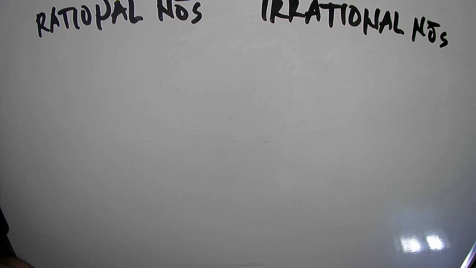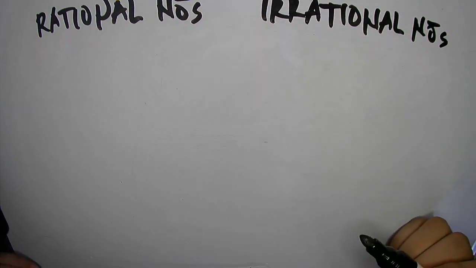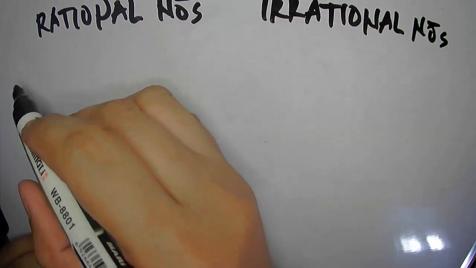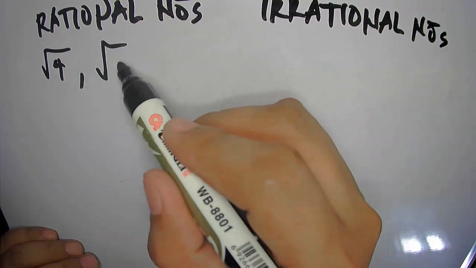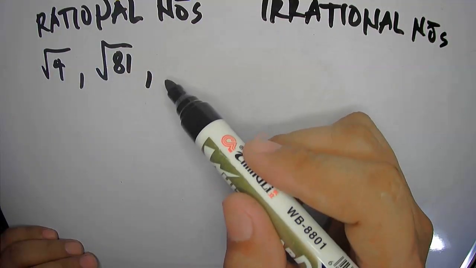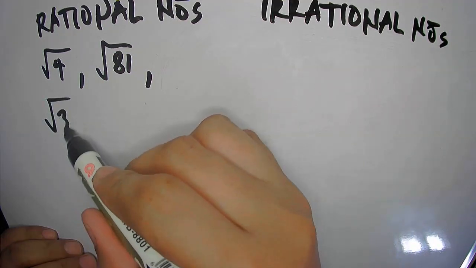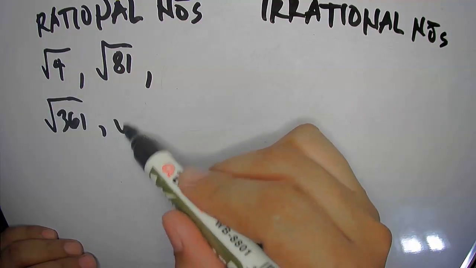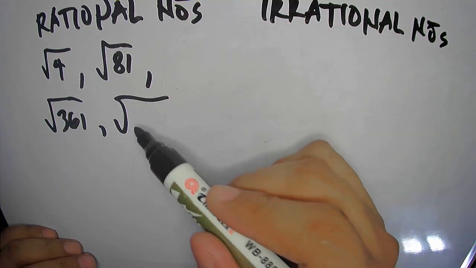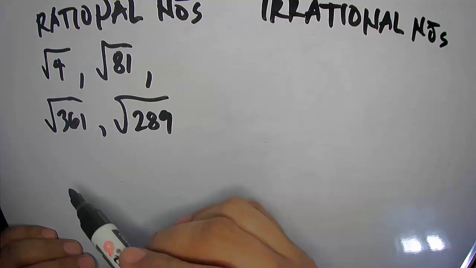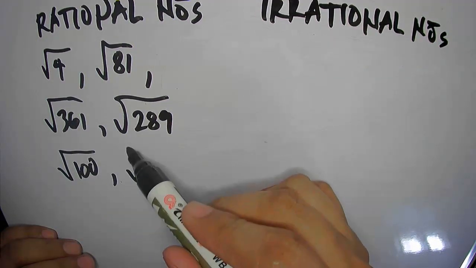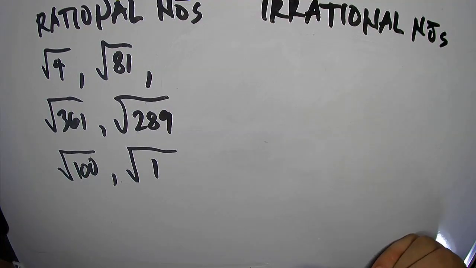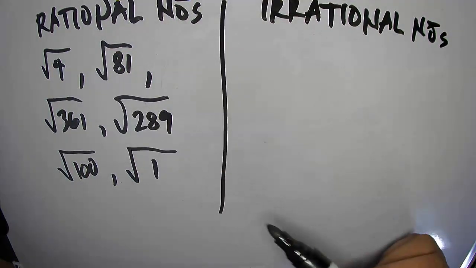Yan. So ngayon, yung mga rational numbers na napili natin kanina, sulat natin, no? So una dun yung square root of 4, square root of 81, square root of 361, square root of 289, and square root of 100, and square root of 1. Okay? So, ito yung mga rational numbers.